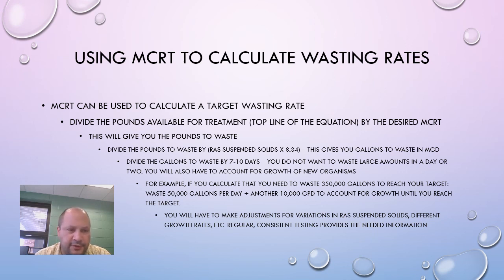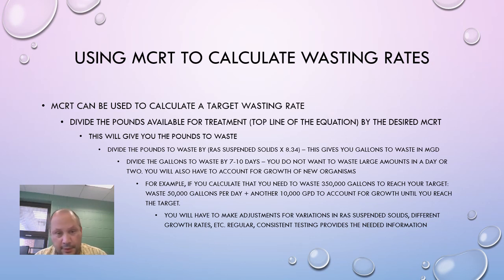So let's carry this through a little bit. Let's say that we knew that we wanted to waste our 3,000 pounds out of the system. We divide 3,000 pounds by 8.34. And then let's say that we knew that our return activated sludge suspended solids was around 5,000 milligrams per liter. So we divide again by 5,000, and that is going to give me, in my calculations, 0.072, which means that I need to waste 72,000 gallons of return activated sludge out of the system.